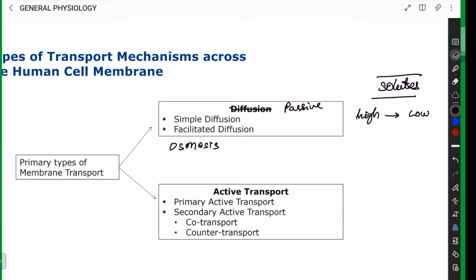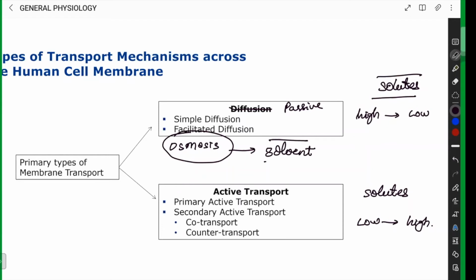In an active transport, what happens? Your solutes are going to be moving from the lower concentration to higher concentration. And what happens in your osmosis? Here, instead of solute, the solvent is the one that is going to move. Now you're clear, I guess, what is osmosis. So now you all understood these three things.